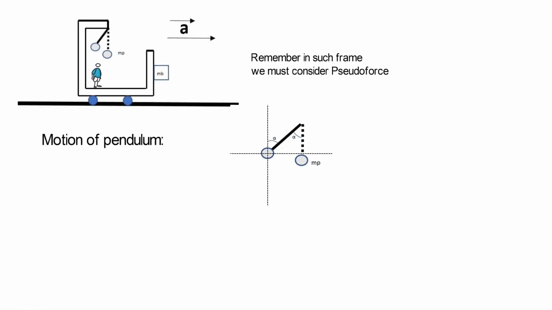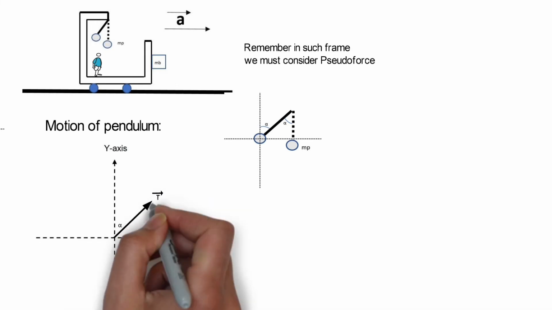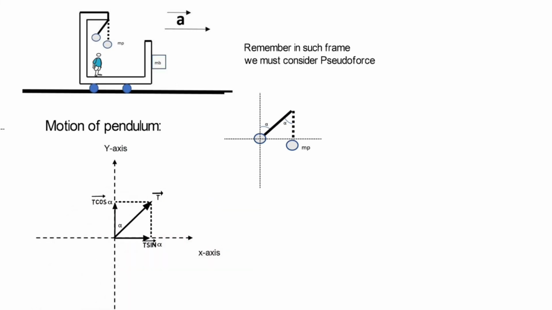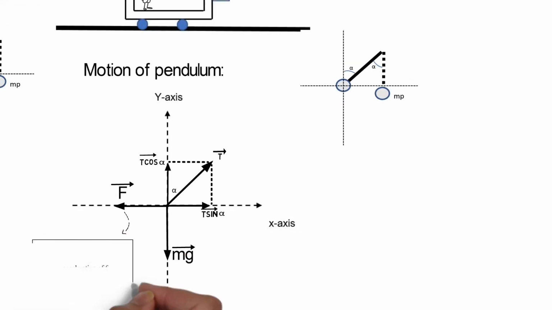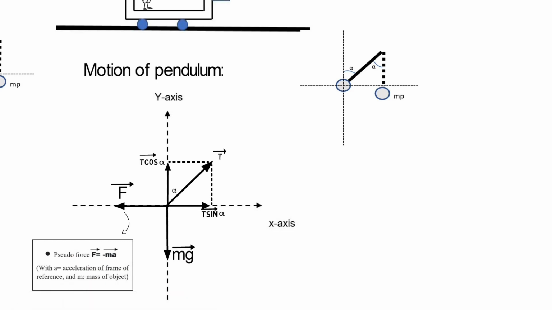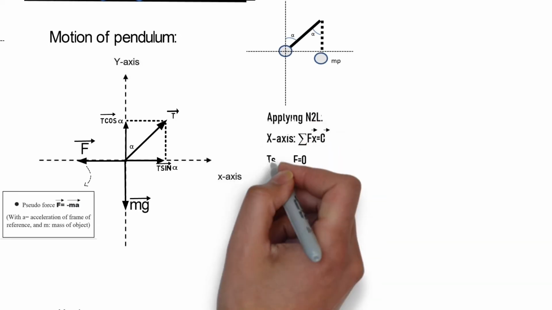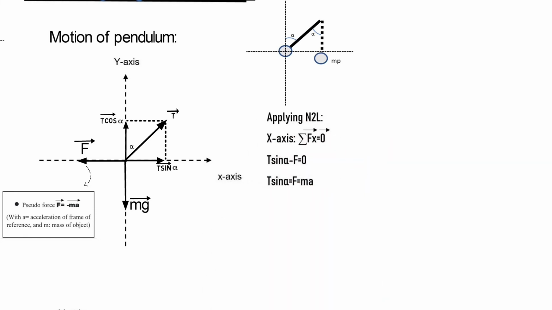Applying Newton's second law on the pendulum, we have tension T projected along the x-axis and the y-axis, as we have seen in case 1: Tx equal to T sine alpha and Ty equal to T cosine alpha. Also there is weight downward, plus there is a pseudo force, whose direction is opposite to the acceleration of the trolley, and whose value is equal to the mass of the object, in this case the pendulum, multiplied by the acceleration of the frame of reference, that is the acceleration of the trolley. Now along the x-axis, the summation of forces is equal to 0, as we stated that the acceleration of these objects with respect to the trolley is equal to 0. So we have T sine alpha minus the pseudo force equal to 0, then T sine alpha equal to ma, where m is the mass of the pendulum.